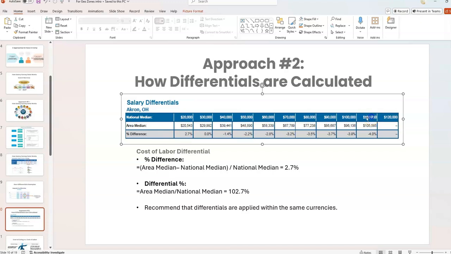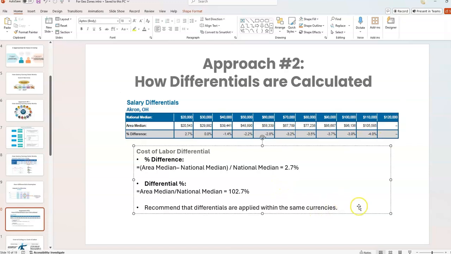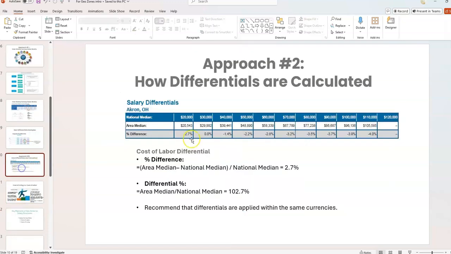You see it comes in different amounts, so you could also check, okay, when the national median is 110, the area median is now 105, so this is a negative. There is some variance within the location. There's going to be variance for different jobs. So that is the basic overview of where the differential percentages come from when I talk about working with them.